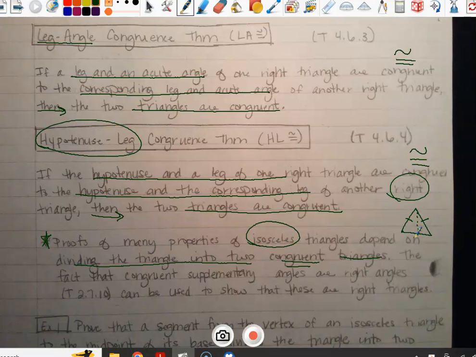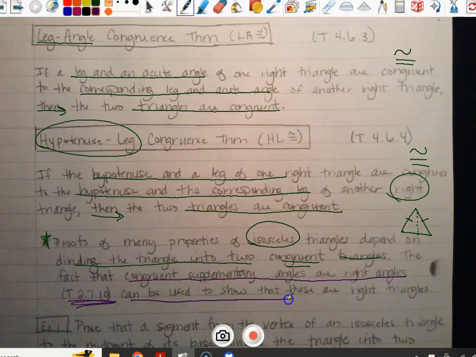So the fact that congruent supplementary angles are right angles, that goes back to theorem 2.7.10, can be used to show that these are right triangles. Because these would be right triangles because of right here. Each of these angles would be a right angle if we cut that isosceles in half.